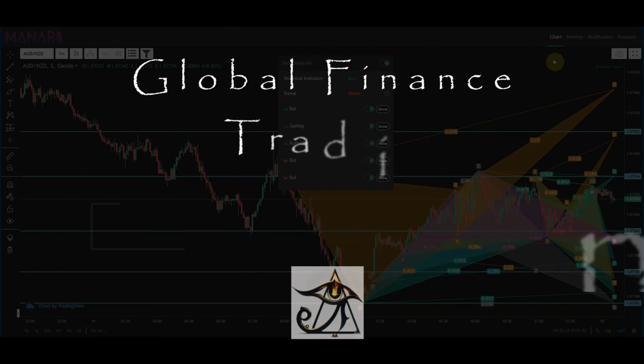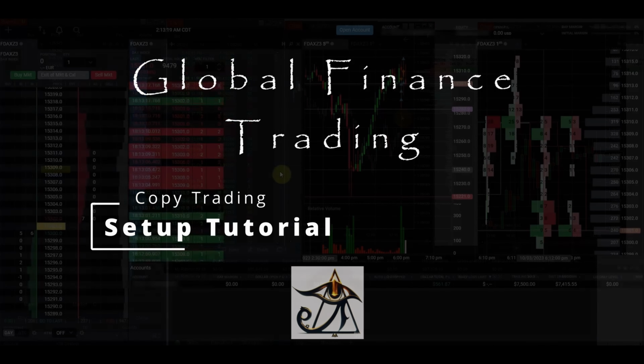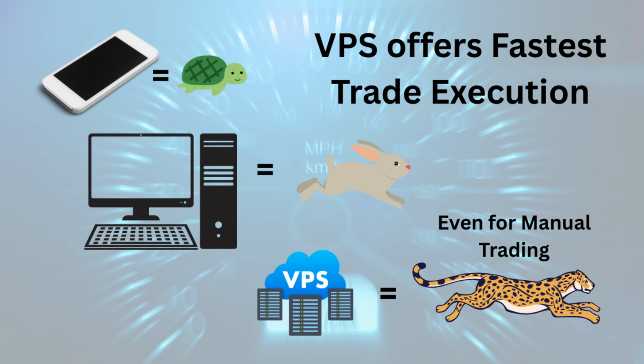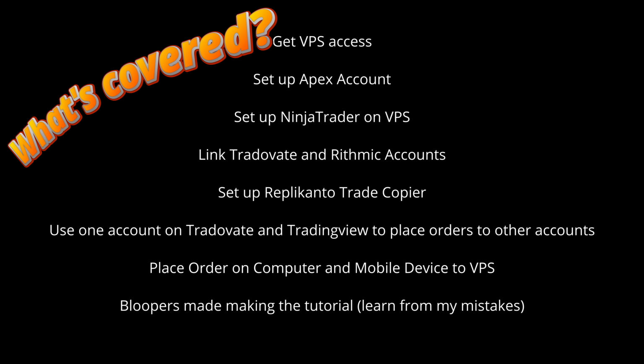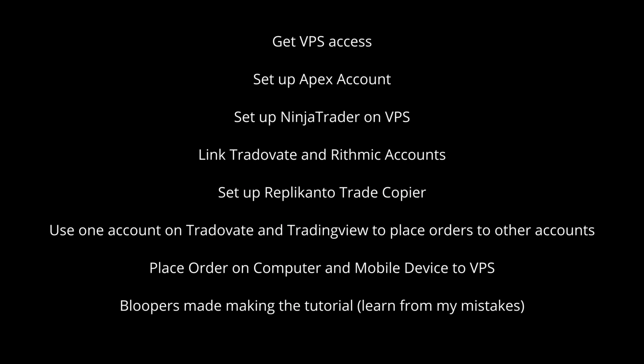In this video, I'm going to show you how to use QuantVPS to get fast, low latency trading across multiple prop firms while running NinjaTrader 8 and using Replikanto to trade across those prop firms in one go. I'll also take you through how to use your mobile to trade on the go while connected to the copy trading system so that you can trade all of your accounts at once on the go.